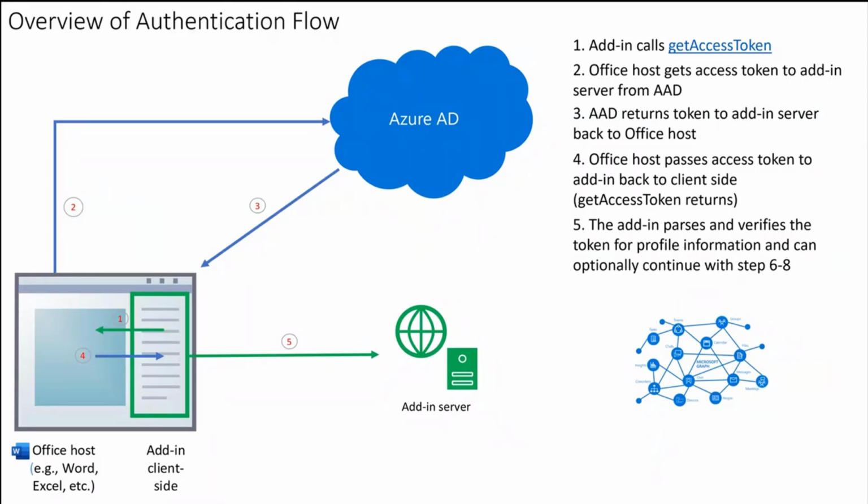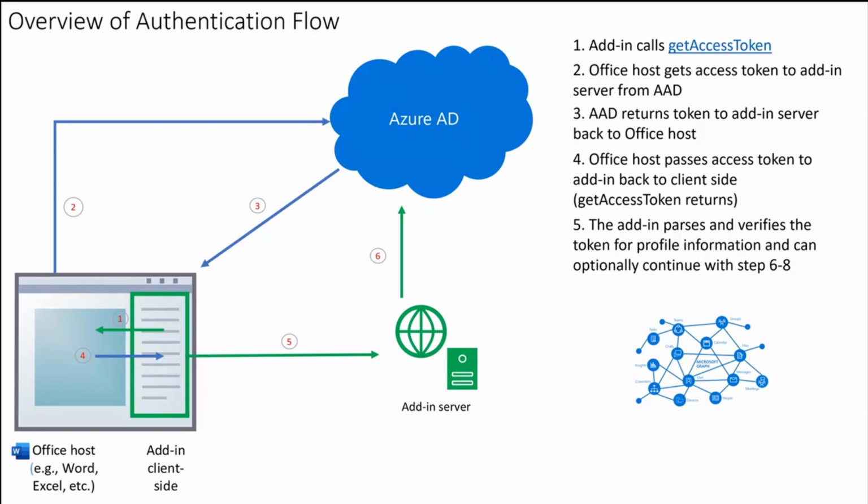They've consented already at this point, or an admin has consented, so that's taken care of. The client side can pass it back to the server for validation. You can use that information to store information on your server side, or you can continue on and do steps 6 through 8 here, which show how to get to Graph data.